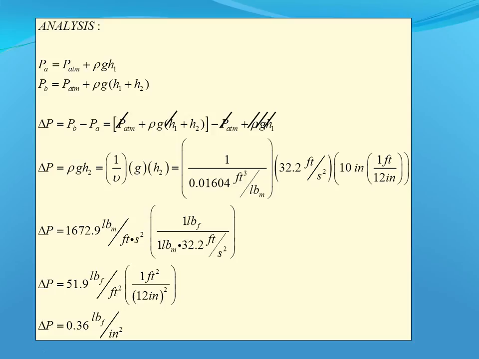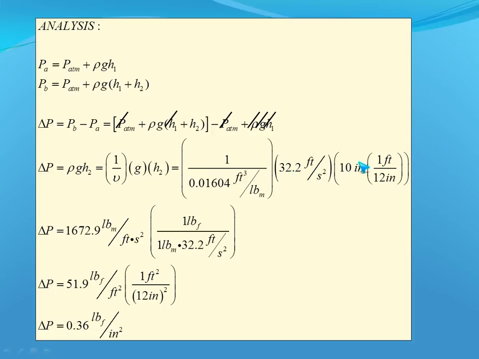We mentioned in a previous lecture that density is equal to 1 over the specific volume. So you can see we've replaced density with 1 over specific volume. The reason why is because the problem gives us information of specific volume, but we don't have any information on density, right? So we can figure that out just by taking the inverse of the specific volume, and that gives us our density. Gravity we're given, H2 is the height difference between the two columns, which we were given as well as 10 inches. And so if we plug in our values here, we end up with our equation.